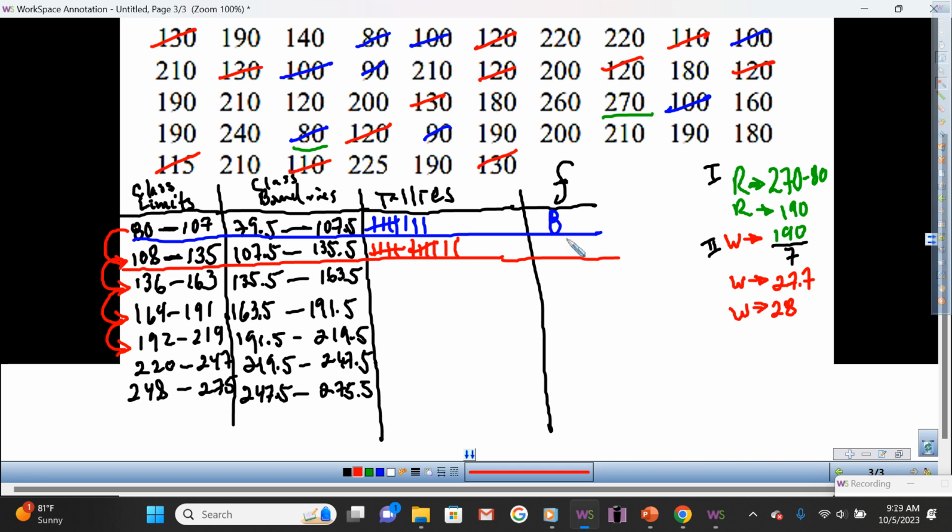Did I make a mistake? 13? Which one did I skip? The 5th column? Which one? The 3rd column? 120. Yeah, I did that on purpose to see if you were paying attention. Good, you were.